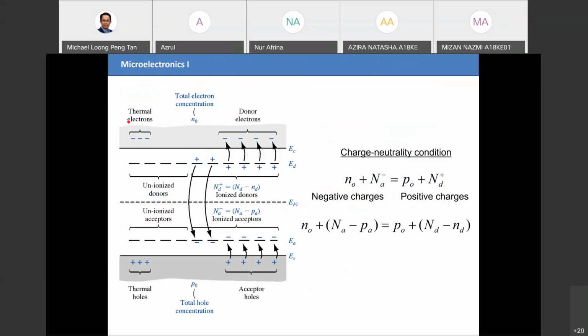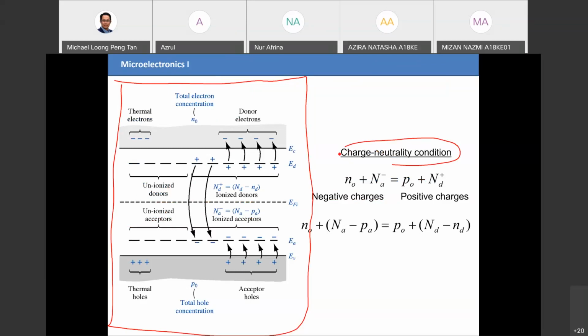Okay, this is also a question that I used to ask in a final exam. I asked the students to plot everything for the charge neutrality condition. So when I mention charge neutrality condition, you must be able to plot everything. The one that you learn is NOPO, this first one, and PO. All right, then what do you have?